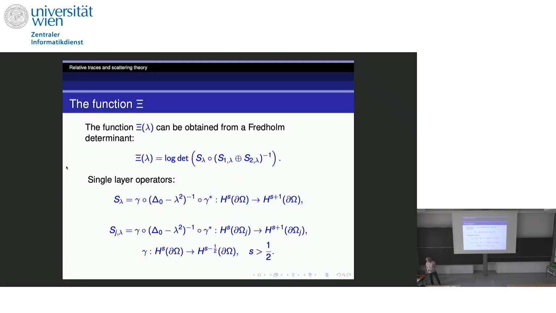So this is called the psi function. And the psi function is obtained by a Fredholm determinant. It turns out that this is equal to log det. So this is a Fredholm determinant. Think of it like a regular matrix determinant, but on steroids. And this is the single layer operator, so this is the operator acting on the boundary. And this is composed with the direct sum of each of the two operators, one with obstacle 1 in, one with obstacle 2 in. Okay?